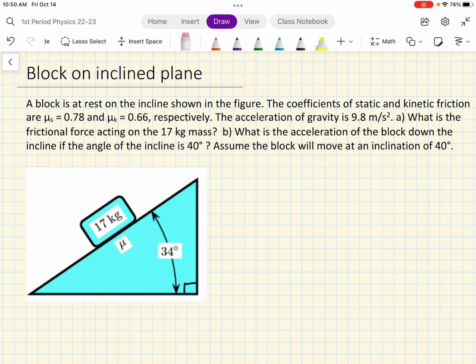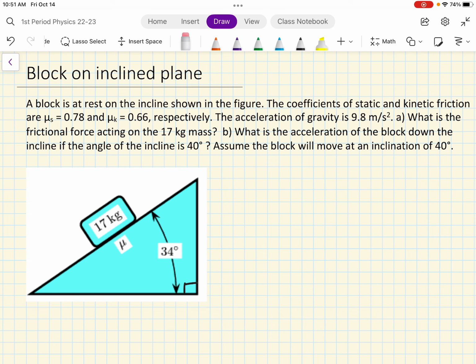A block is at rest on the incline shown in the figure. The coefficients of static and kinetic friction are mu sub s 0.78 and mu sub k 0.66 respectively. The acceleration of gravity is 9.8 meters per second squared. A. What is the frictional force acting on the 17 kilogram mass? And B. What is the acceleration of the block down the incline if the angle of the incline is 40 degrees? Assume that the block will move at an inclination of 40 degrees.